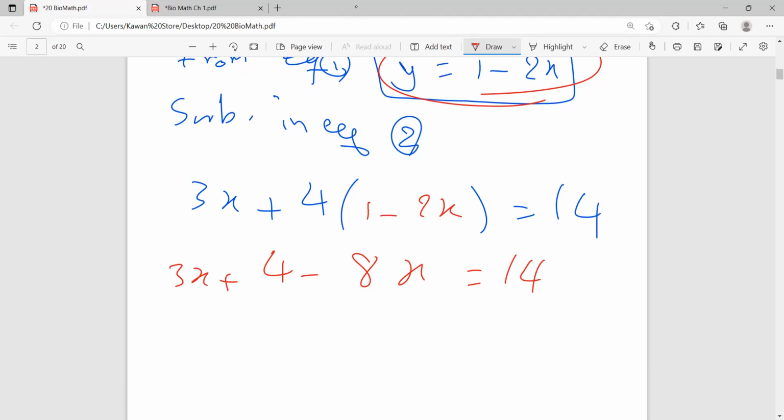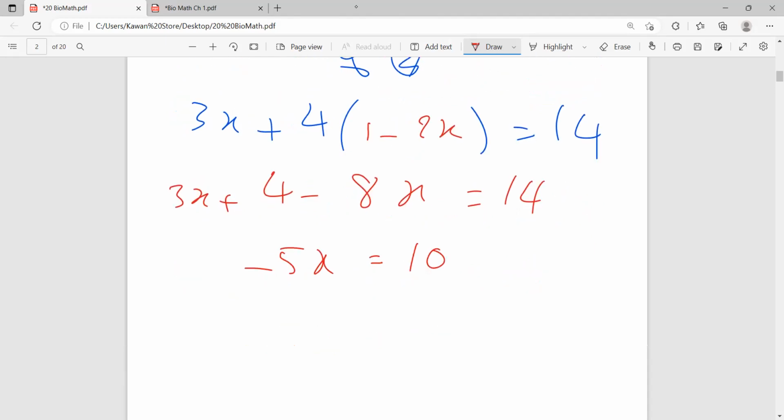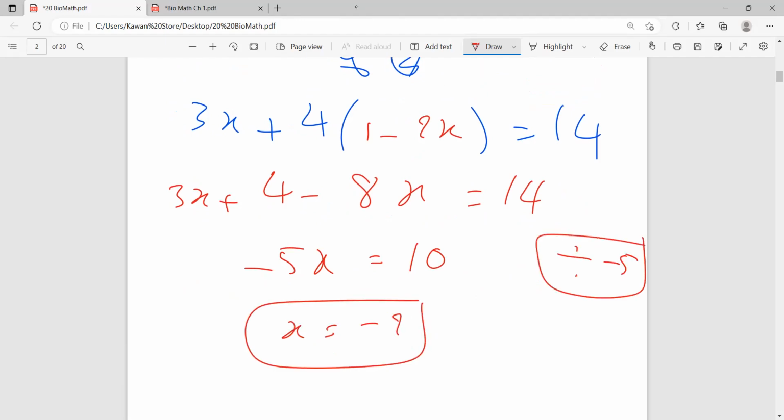Of course, I have minus 5x equal to 10, and x equal to minus 2, dividing by minus 5. We bring that number to the other side. It will be 14 minus 4, and 3 and minus 8 will be minus 5. And then we can divide them. Do you understand or not? Repeat it. Good.